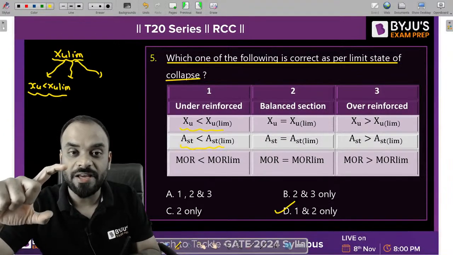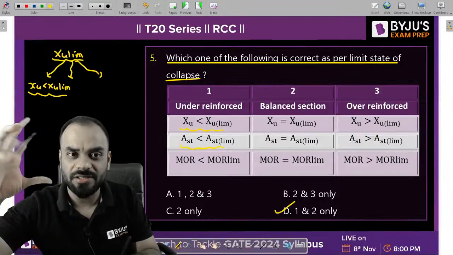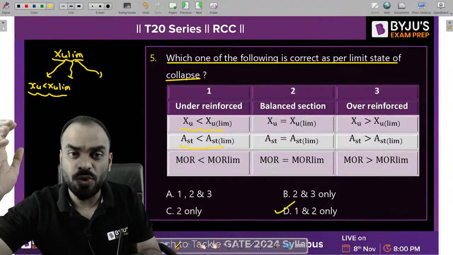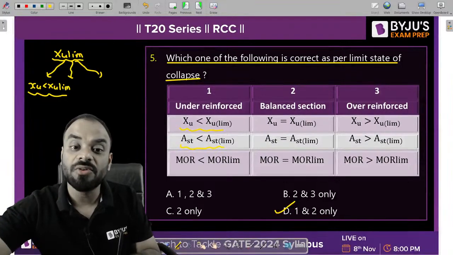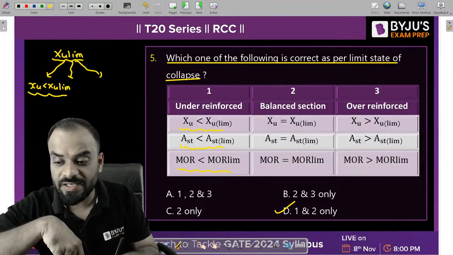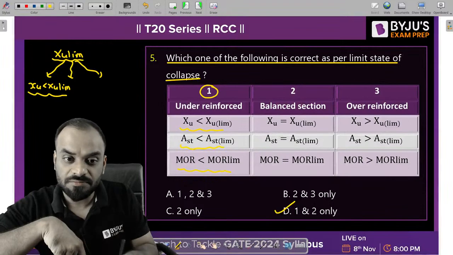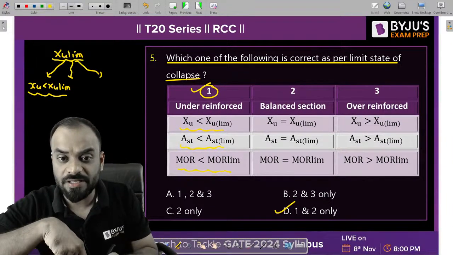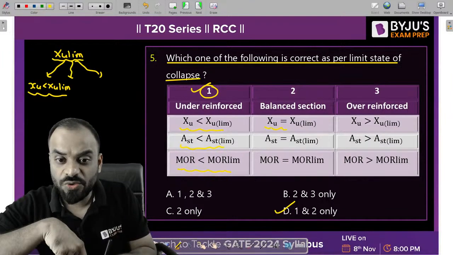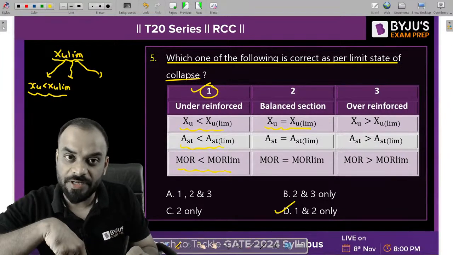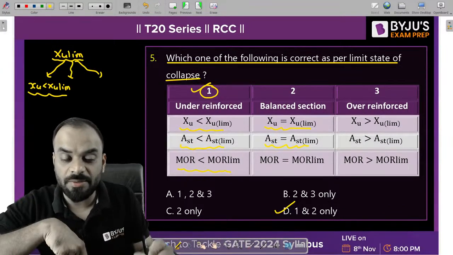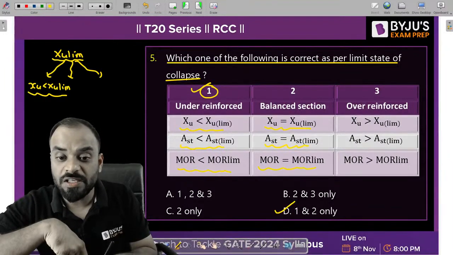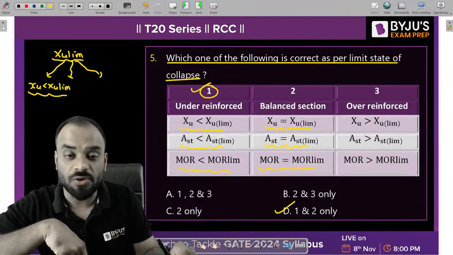As well as we know that, guys, if the area of steel is lesser and the depth is also lesser, so in that particular case, the moment of resistance will be less than the moment of resistance of limiting section. So can I say that, guys, the first option is correct? This one is correct. Okay. Now let me explain the second part. XU is equal to XU limiting. Yes, definitely. AST is equal to AST limiting. Yes, definitely, for the limiting section or balance section. And MOR is equal to MOR limiting also. Yes, it is also correct.